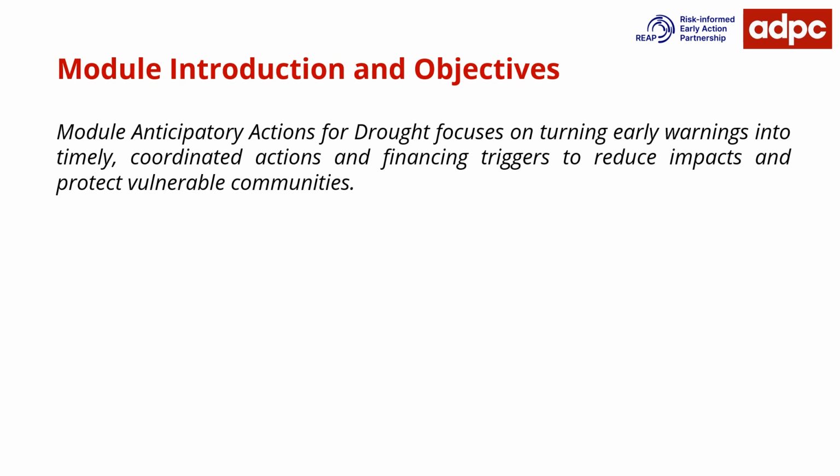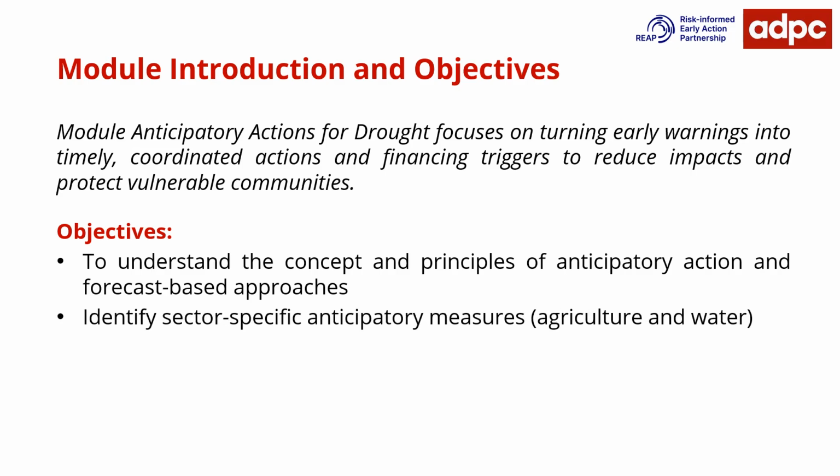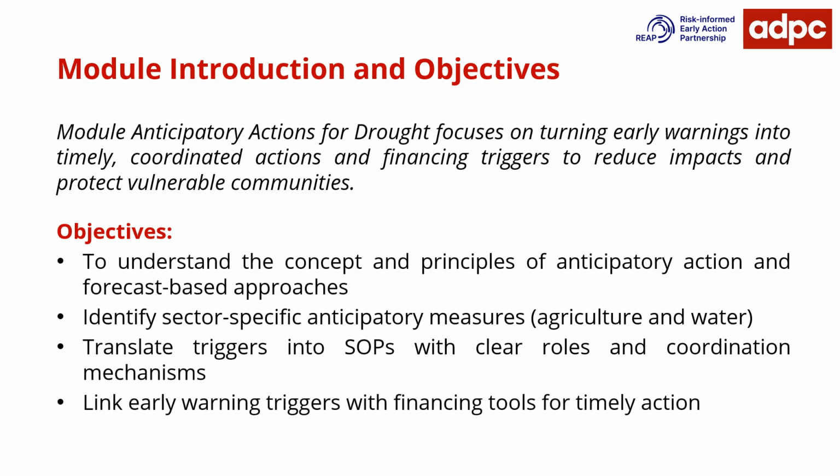By the end of this module, you should be able to achieve the following objectives. First, understand the concept and principles of anticipatory action and forecast-based approaches. Second, identify sector-specific anticipatory measures in agriculture and water. Third, translate triggers into standard operating procedures with clear roles and coordination mechanisms. And fourth, link early warning triggers with financing tools for timely action.